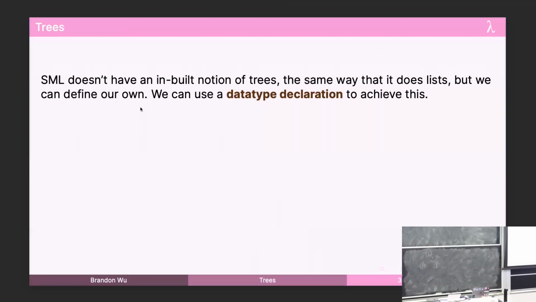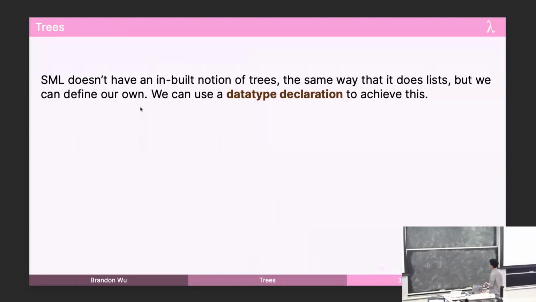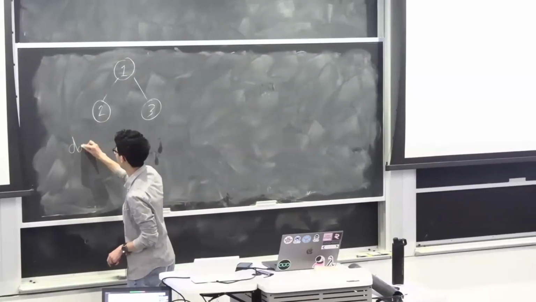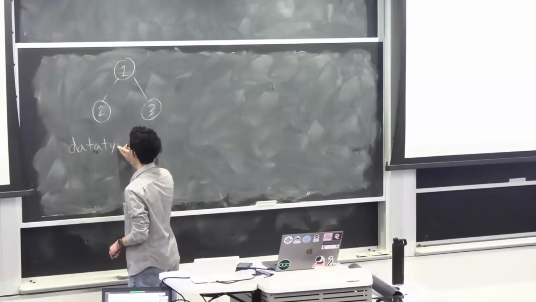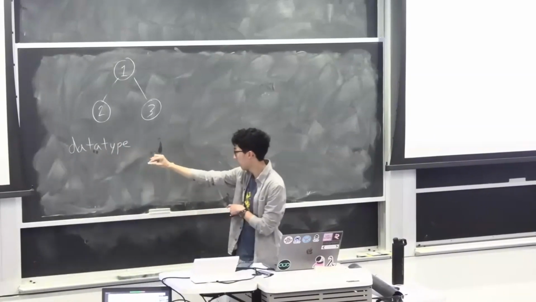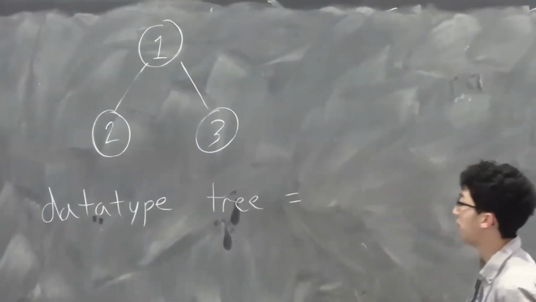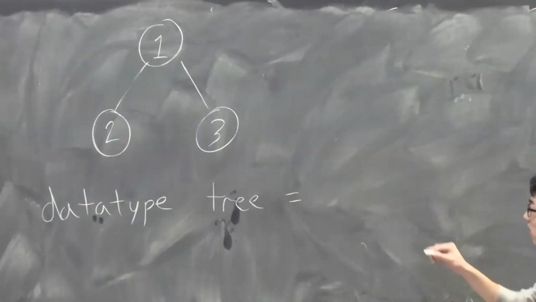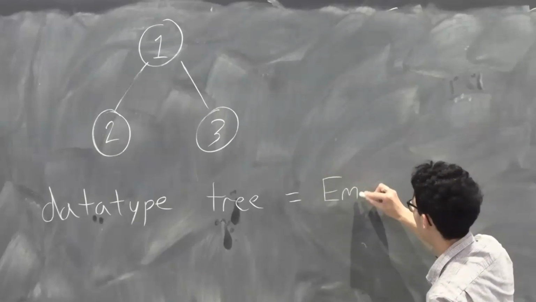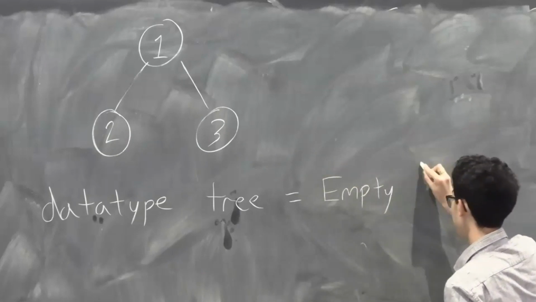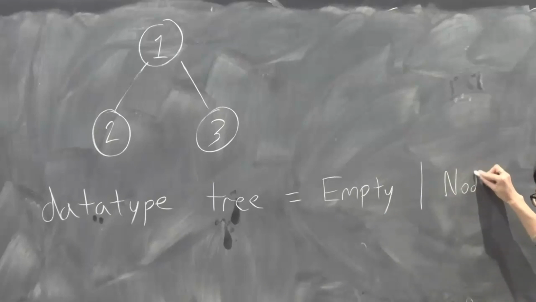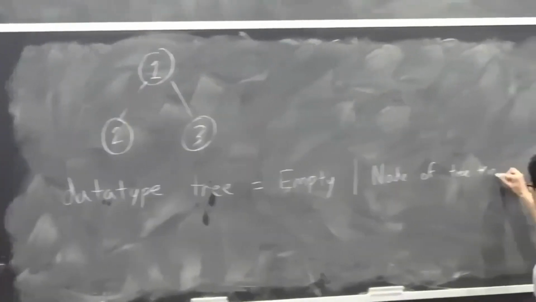SML doesn't have an inbuilt tree type, but that's fine because it turns out that we can just define it for ourselves. So to do this, we're going to use something called a datatype declaration. And it looks something like this. So we write the keyword datatype. This is a keyword, so you can't use this as a variable name or anything. Then we say tree is the name of our type equals, and now we're going to say what the constructors are. Okay. So I'm going to write this, and I'll explain to you what it means in a second. But we're going to write empty or node of tree star int star tree.